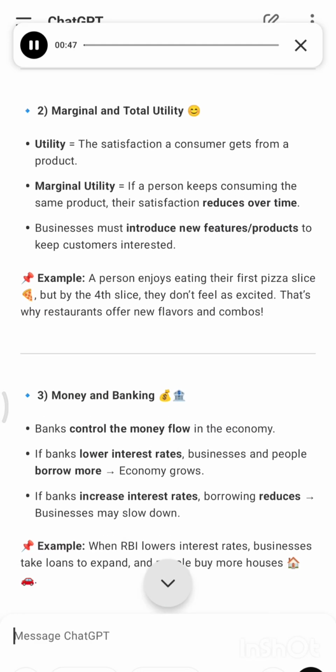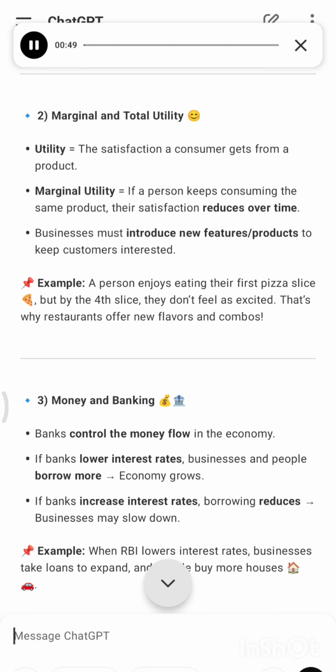2. Marginal and total utility. Utility is the satisfaction a consumer gets from a product. Marginal utility: if a person keeps consuming the same product, their satisfaction reduces over time. Businesses must introduce new features and products to keep customers interested. Example, a person enjoys eating their first pizza slice, but by the 4th slice, they don't feel as excited. That's why restaurants offer new flavors and combos.